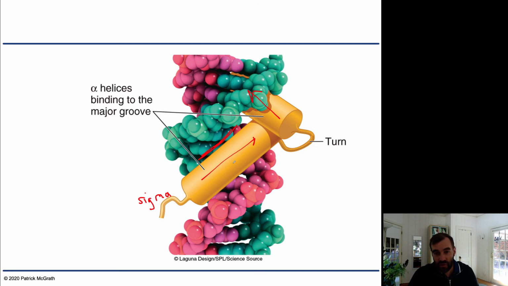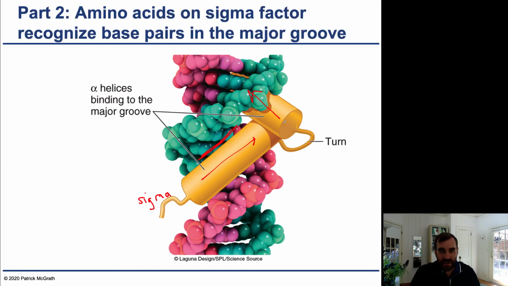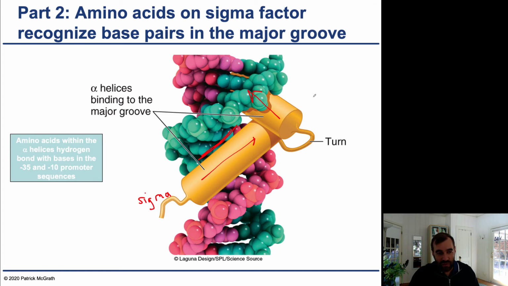And so in this way, the sigma factor is able to bind to the DNA and recognize the right sequence. If the DNA sequence is not correct, then the sigma factor is unable to form those hydrogen bonds. But if it is the correct sequence, or near enough the correct sequence, then it's able to bind and produce this complex and initiate transcription.